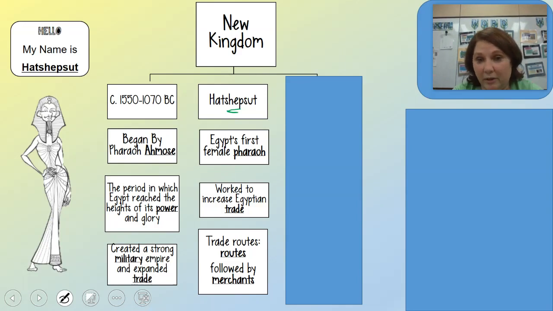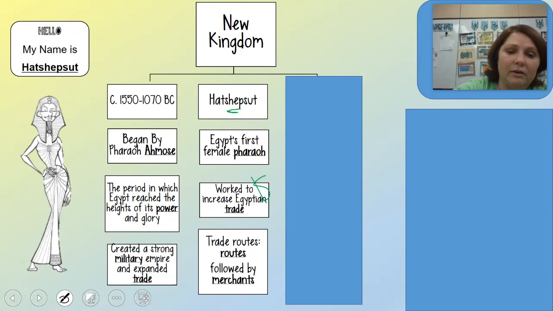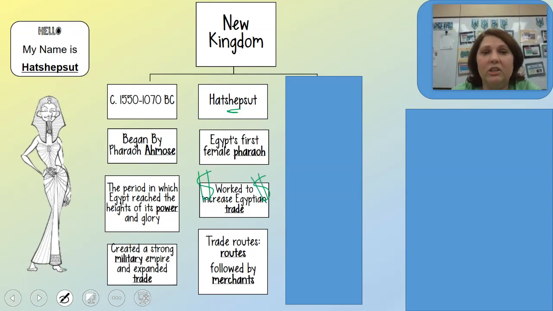I would say that it worked because she is successful. So I want you to put some dollar signs right here to increase trade. Hatshepsut increases trade. She expands trade all the way up into the Mediterranean, all the way across to what's modern day Turkey, and then up and down the Nile, all over. So all the trade routes were followed by the merchants, and she made Egypt totally wealthy.